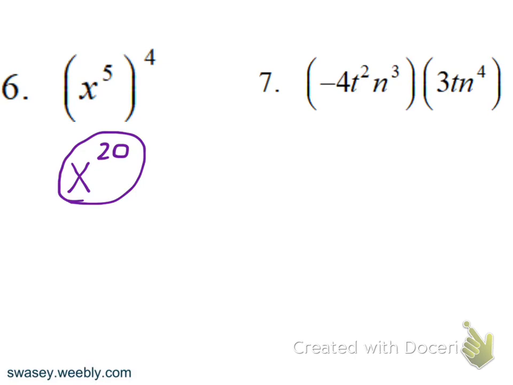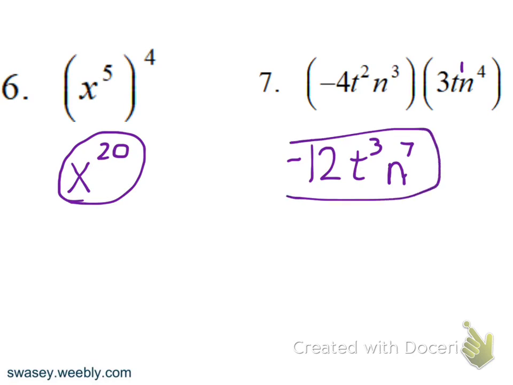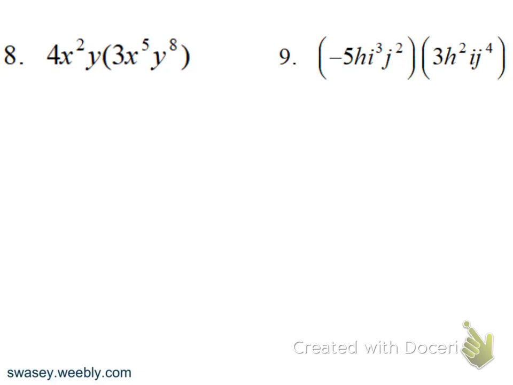Number 7, multiply your coefficients. Negative 4 times 3 is negative 12. Now when you're multiplying with the same base, add your exponents. So 2 plus 1 gives us 3, and 3 plus 4 gives us 7. Number 8, we'll multiply. 4 times 3 gives us 12. Multiply with the same base, add exponents. 2 plus 5 gives us 7. 1 plus 8 gives us 9 for the y's.